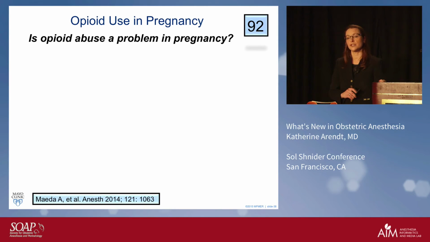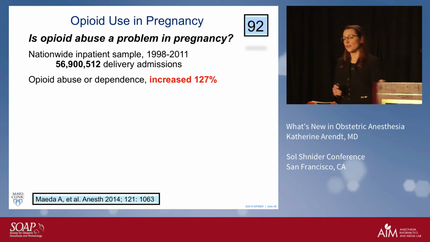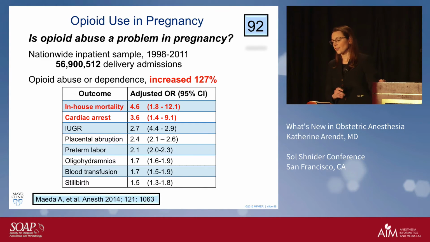Well, is opioid use and abuse a problem in pregnancy? These authors did a nationwide inpatient sample study between 1998 and 2011, again 57 million delivery admissions. They found that during that time period, opioid use or dependence increased. And when they looked at the adjusted odds ratios for various outcomes among the patients that had opioid abuse or dependence listed in their charts, they had a 4.6 odds ratio of increased in-house mortality, cardiac arrest 3.6, and IUGR, placental abruption, preterm labor, oligohydramnios, blood transfusions, and stillbirths were all increased among these patients. So it is a problem.